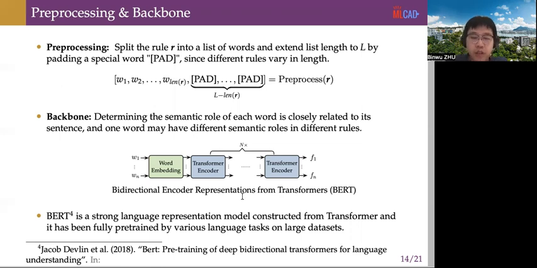The structure of BERT is very clear. It is based on several transformer encoder blocks. Therefore, it incorporates the superiority of the global attention ability from the transformer encoder. In addition, another significant advantage of BERT is that it has been fully pre-trained by various language tasks on large data sets, so it has strong language representation ability. It's convenient to adopt BERT as our backbone and then fine-tune it for our task.